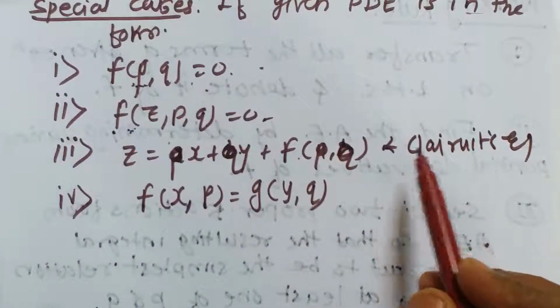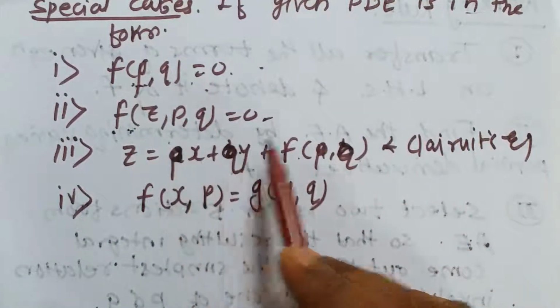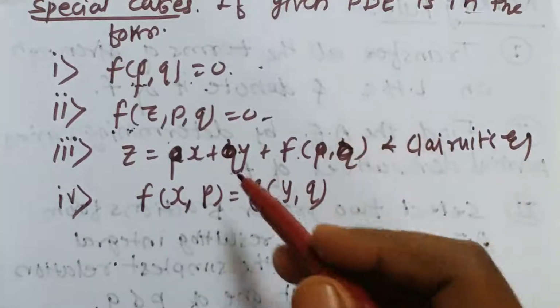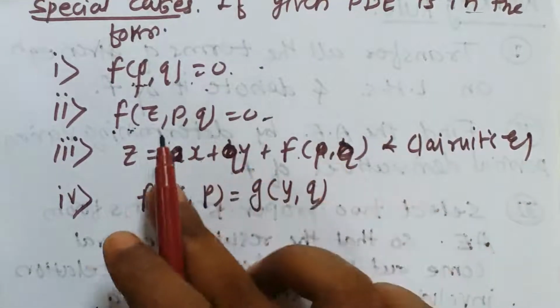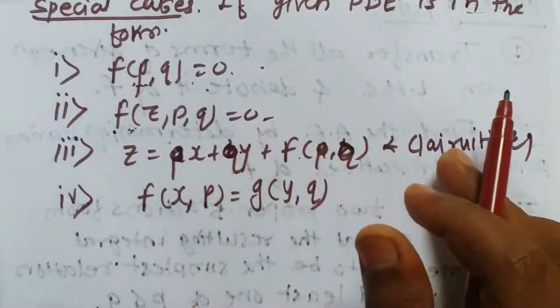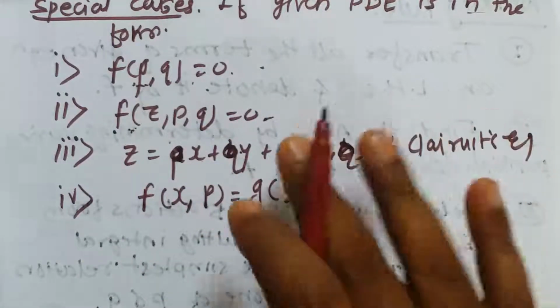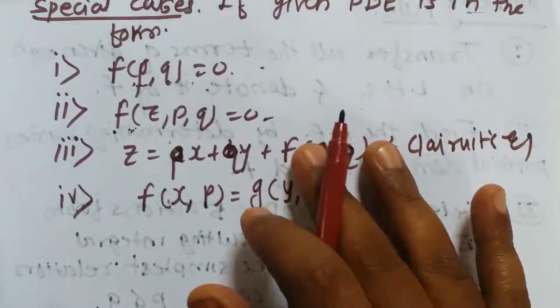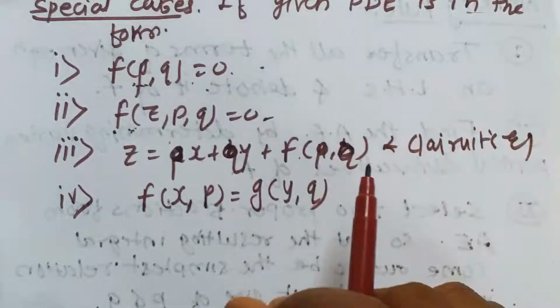Simply, in Clairaut's equation we replace p and q by a and b and we get the solution directly. If your equation is in the form z equal to px plus qy plus f of p comma q, replace p by a and q by b, and that will give us the solution. But we have to identify whether the given equation is in the Clairaut's form or not.